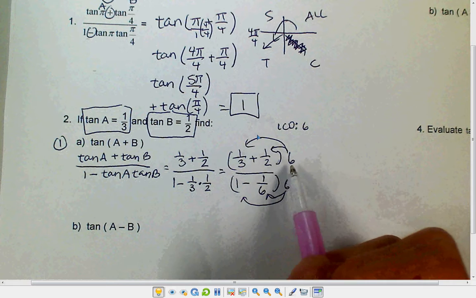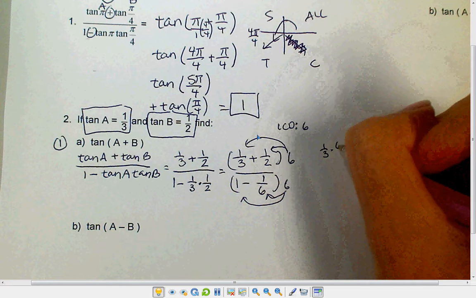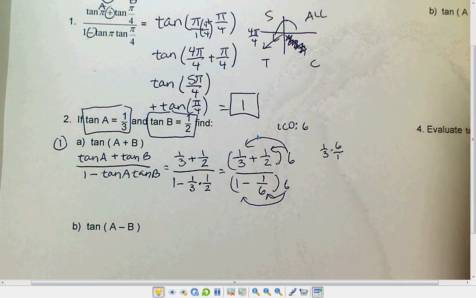So I'm going to multiply 6 times 1/3. So 1/3 times 6 is actually the same as 1/3 times 6 over 1.